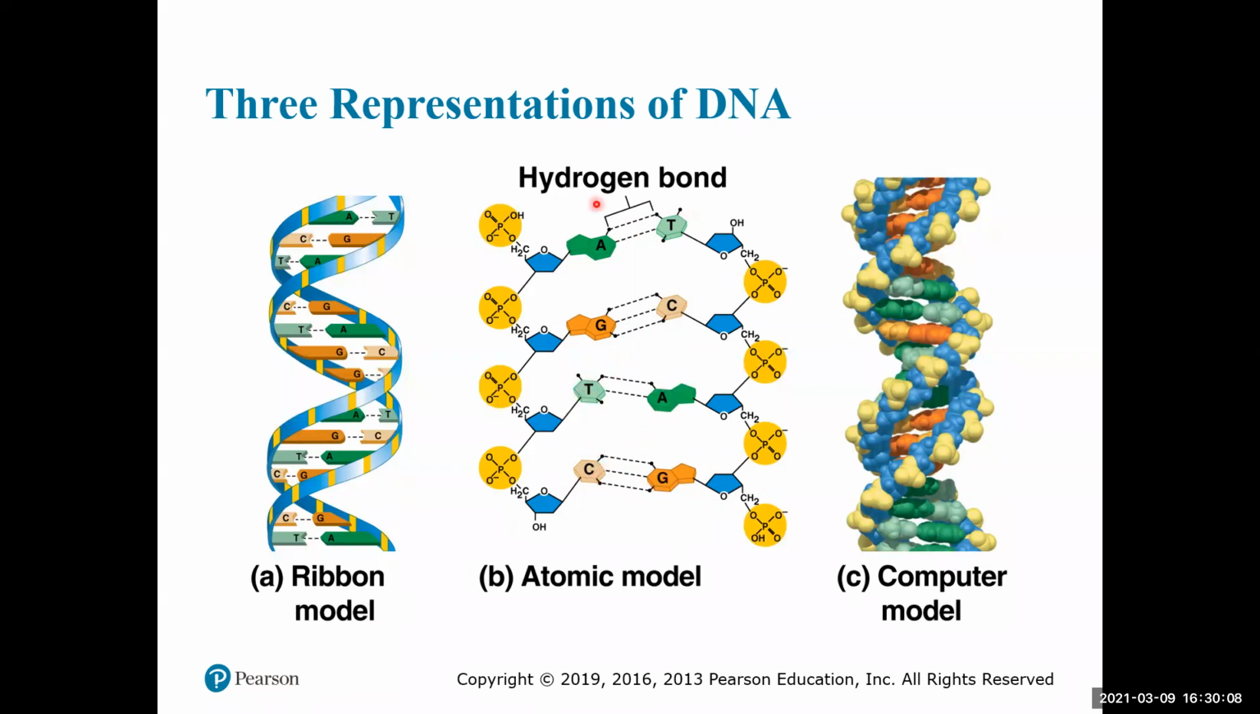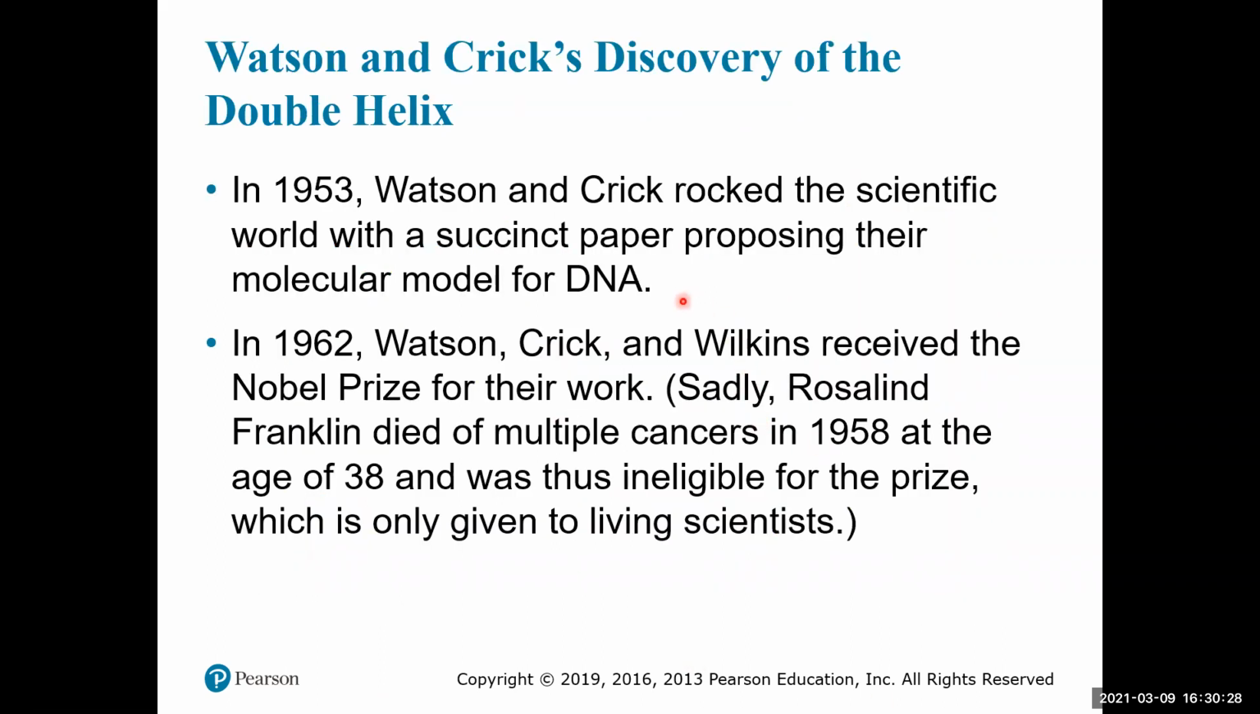And then this is what's known as the ribbon model, where you basically turn the atomic model and computer model into a ribbon form, and you're showing those hydrogen bonds again with dotted or dashed lines. So again, in the 1950s is when Watson and Crick published their findings on the molecular structure of DNA.